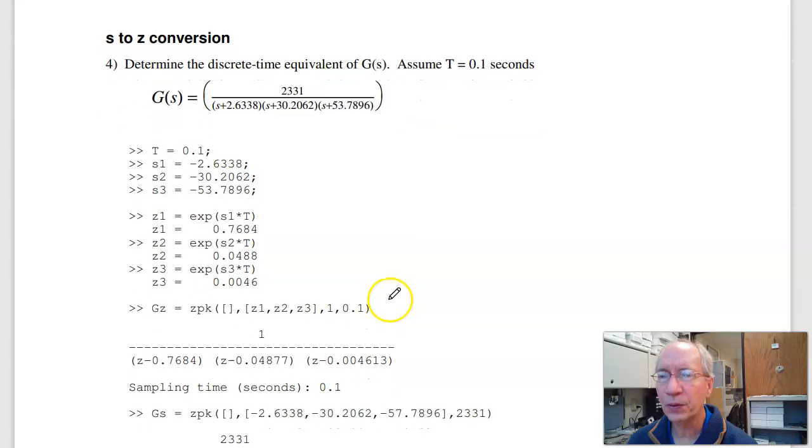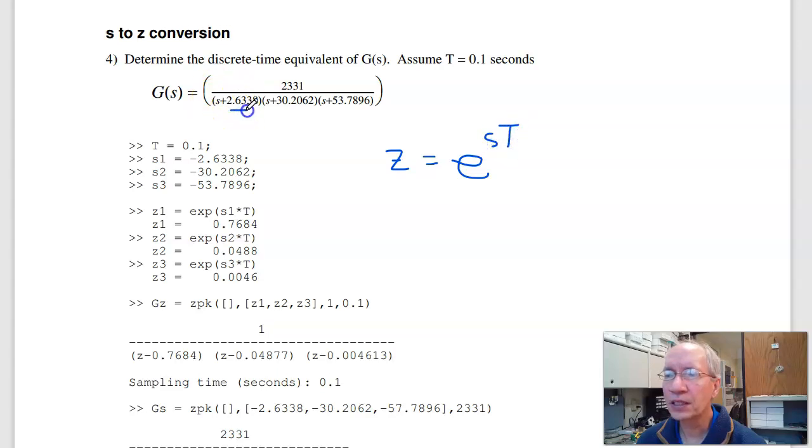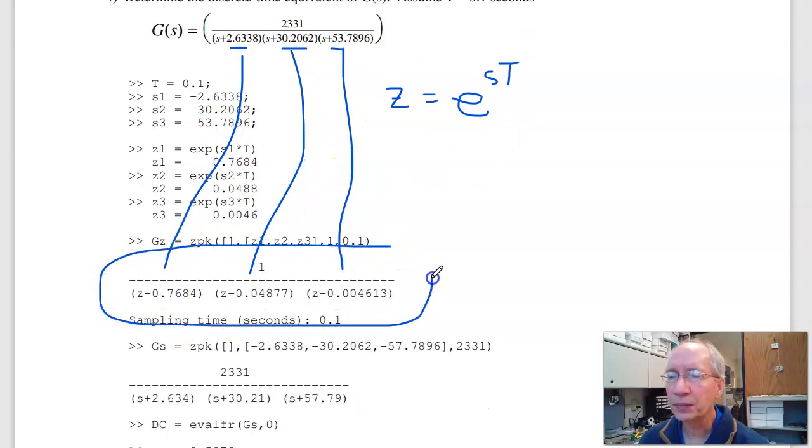Problem number 4. Suppose I have a filter in the s-plane. What is the discrete time equivalent? Well, there's a couple ways of doing it. The approach I like using is say that z is equal to e to the st. So if I know s, I know I've got 3 different poles in the s-plane, I've got 3 poles in the z-plane. The conversion is e to the st, so take minus 2.6338 times t, e to the x, I get a number. That's the first pole. Repeat at the second pole, repeat at the third pole. So this is the form of g of z.